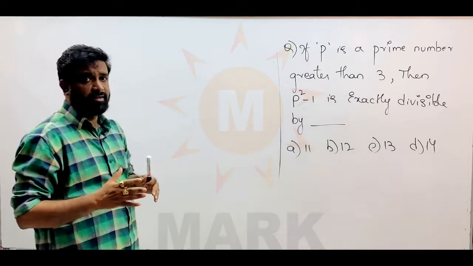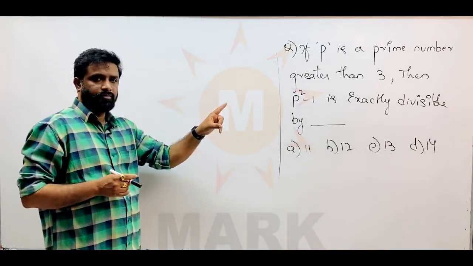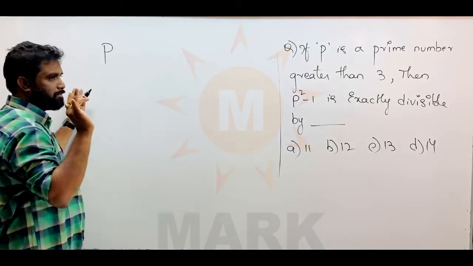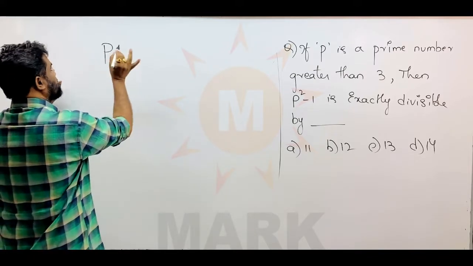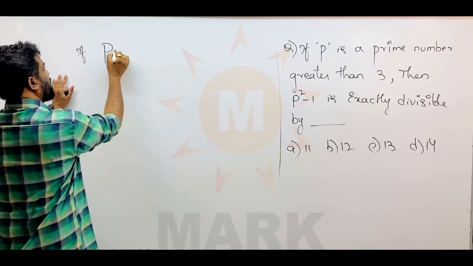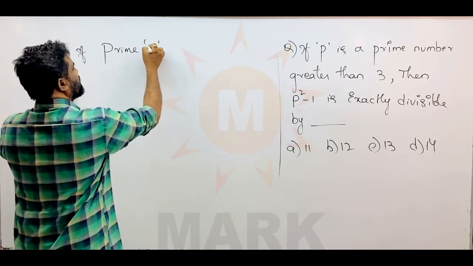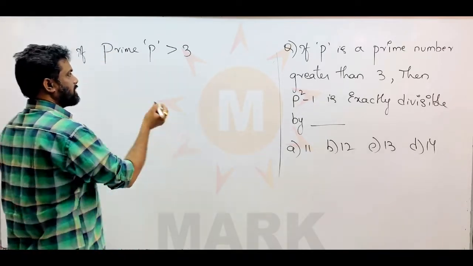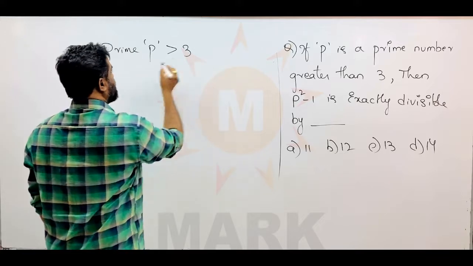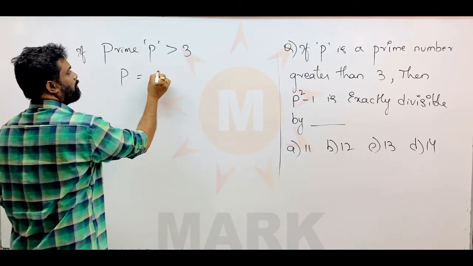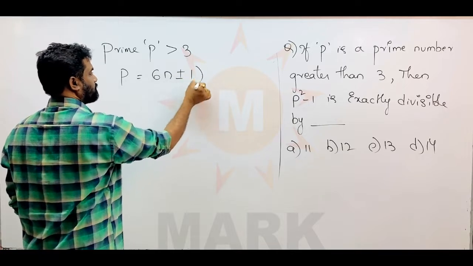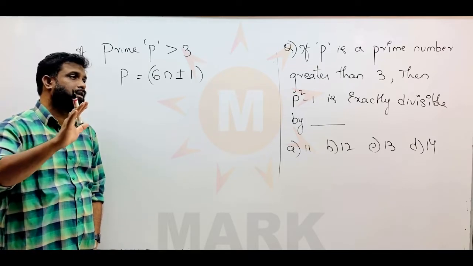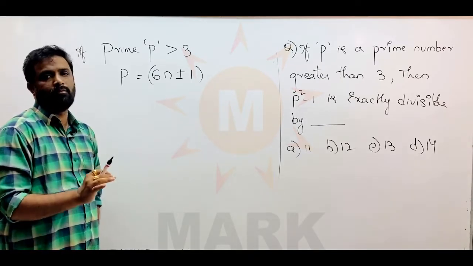As we have learned in the previous video, the first rule that we are going to use to solve this problem is: if p is taken as a prime number greater than 3, that means starting from 5, 7, 11, 13, etc., then that prime number p should be in the form of 6n plus or minus 1. If you are claiming a number greater than 3 to be a prime number, it should be in the form of 6n plus or minus 1.